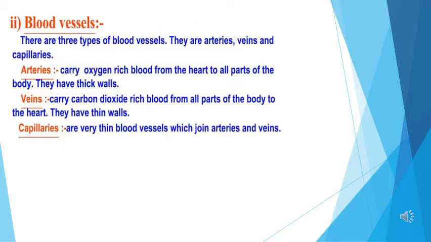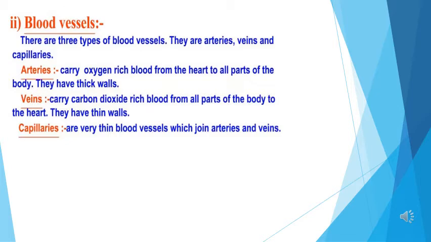Now let us understand what are blood vessels. So there are three main types of blood vessels in our body: arteries, veins and capillaries. Arteries carry the oxygen-rich blood from the heart to all the parts of the body. Because they have to carry blood at high pressure, they have thicker walls. Veins carry carbon dioxide-rich blood from all parts of the body to the heart. They have thinner walls as compared to the arteries.